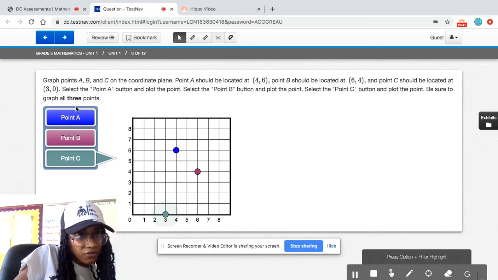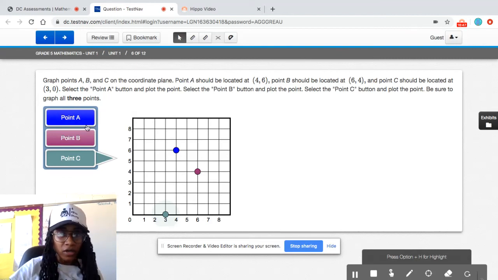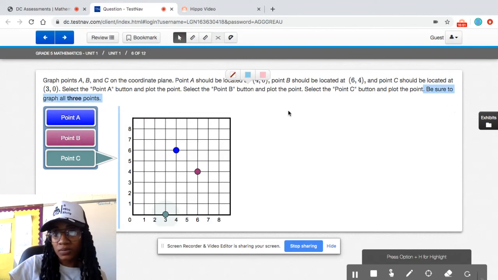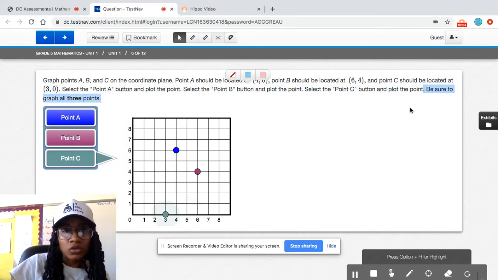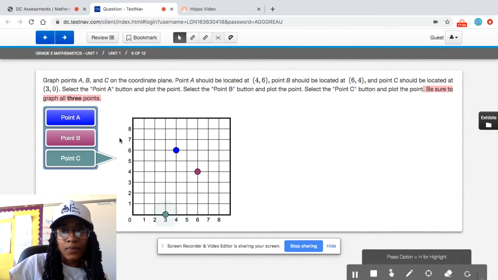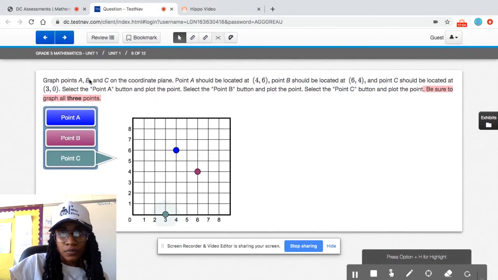Okay, when they put stuff in bold, it's because it's important. And a lot of scholars still miss this. However, it says be sure to graph all 3 points. This is something that scholars should be highlighting. Have them use their highlight tool. If you notice when I highlighted it, 2 colors came up. I can highlight it in pink, so I know I need to make sure I have 3 points.